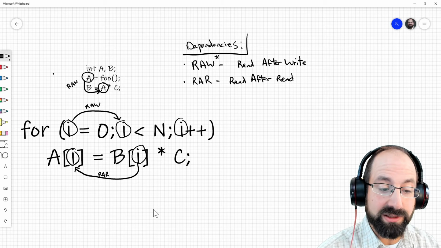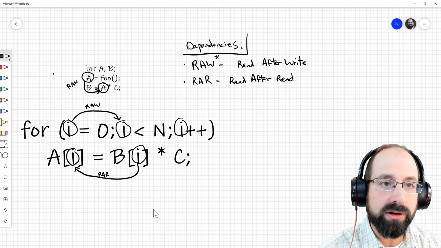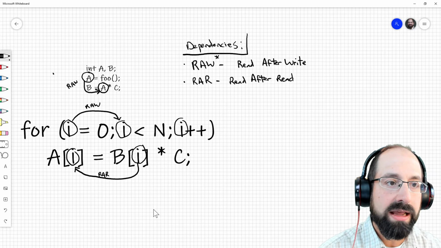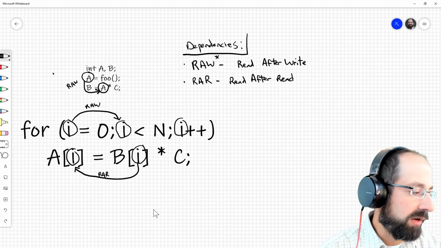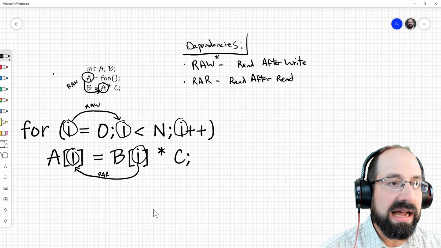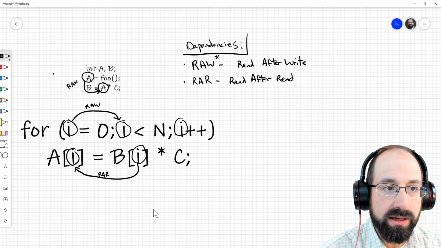We have to be concerned that the order is actually going to be correct here. There are a lot of read after write dependencies just based on that I equals 0 write of I, right? Because every time we want to actually use I in our code, we're reading it. Those are also read after write dependencies.